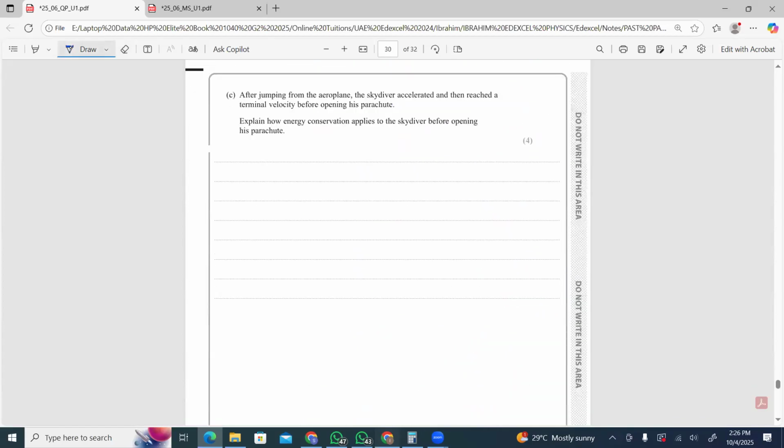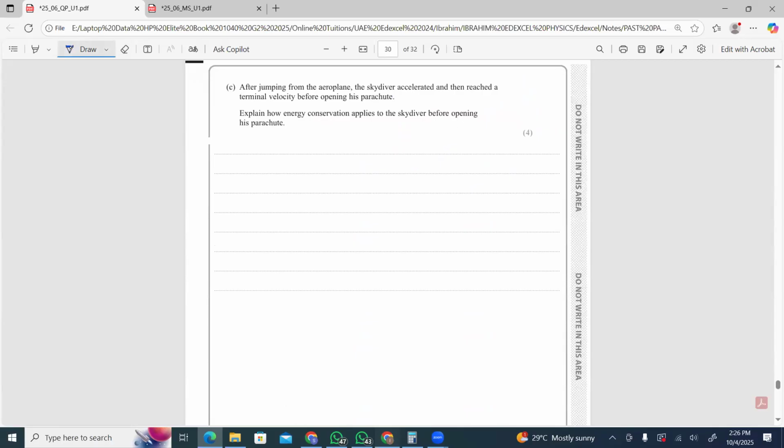Okay, so the last part of this question is: after jumping from the aeroplane, the skydiver accelerated and then reached a terminal velocity before opening his parachute. Explain how energy conservation applies to the skydiver before opening his parachute. So just write 4 points. Initially, at the start, before jumping, GPE is max and KE is 0 because you are not moving.